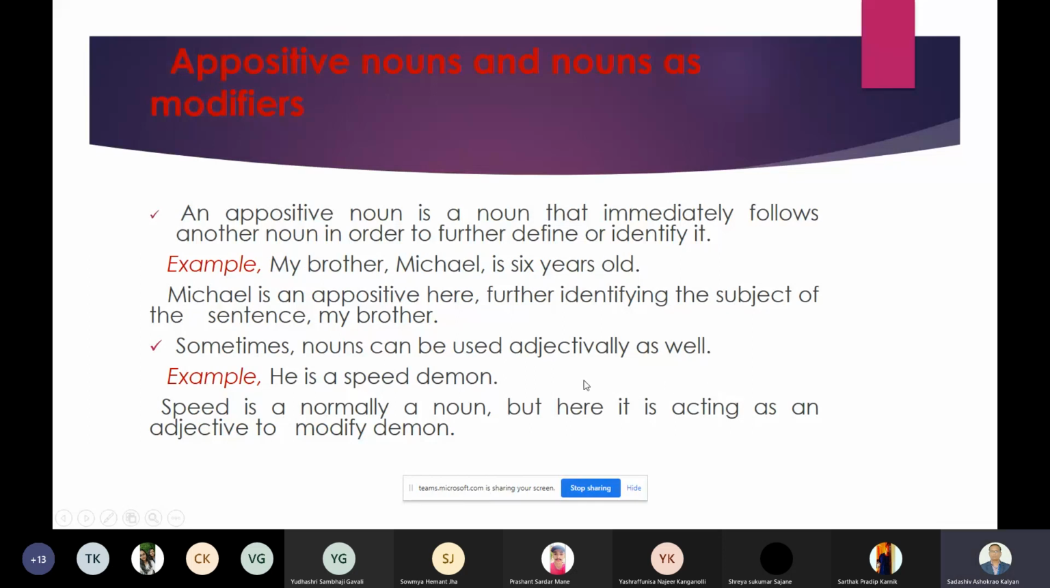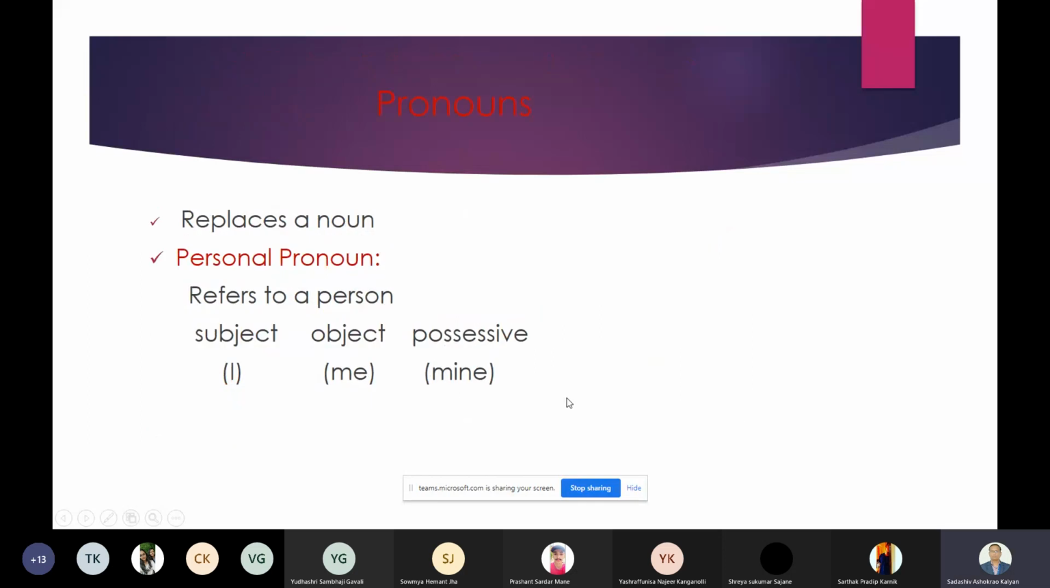And as I said earlier, while teaching the point of the adjective, nouns can also act as an adjective. "He, the speed demon." Here speed is normally a noun, but it is acting as an adjective to modify the demon. Then we have studied what is meant by pronoun.